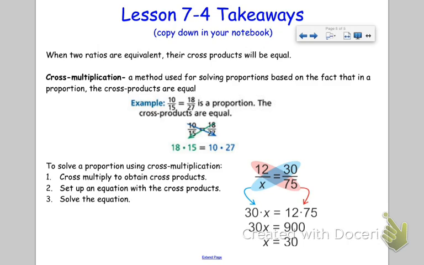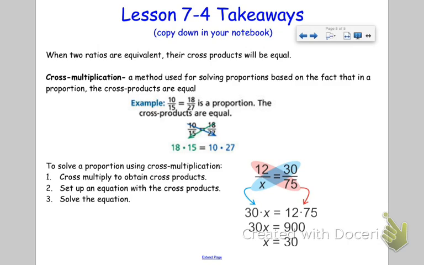Okay, here are the takeaways for lesson 7-4. When two ratios are equivalent, their cross products are going to be equal to each other. And cross multiplication is a great method. It's used for solving proportions based on the fact that in a proportion, the cross products are going to be equal. And you can see the example down there.